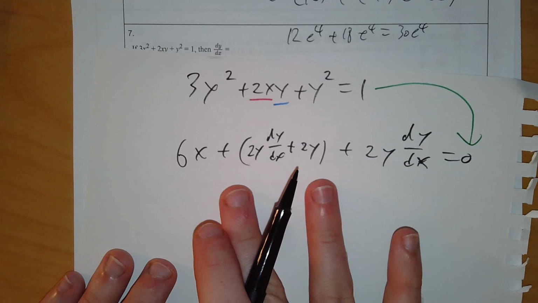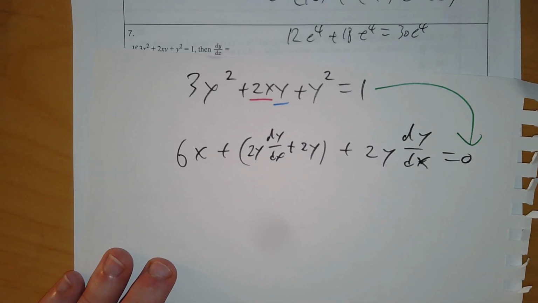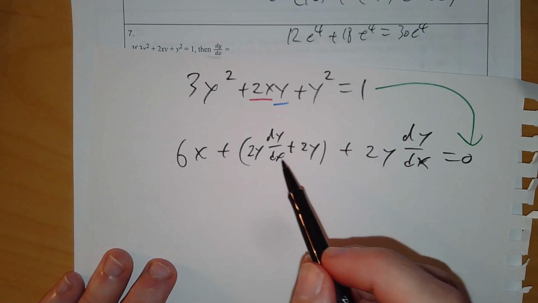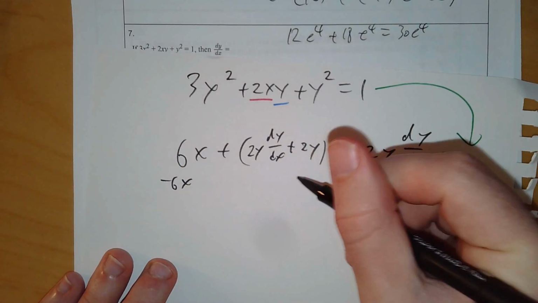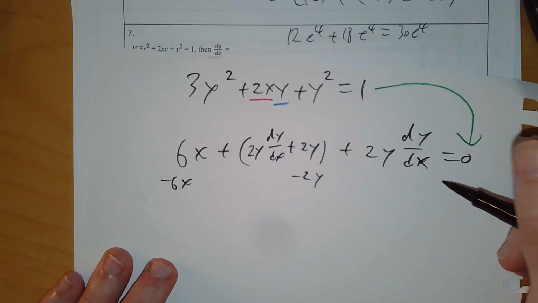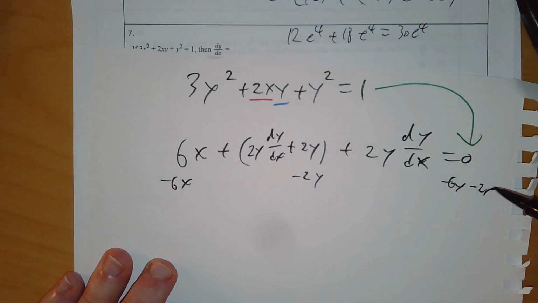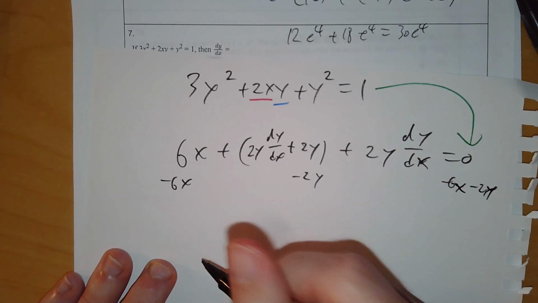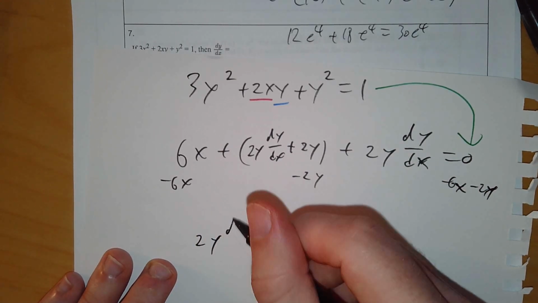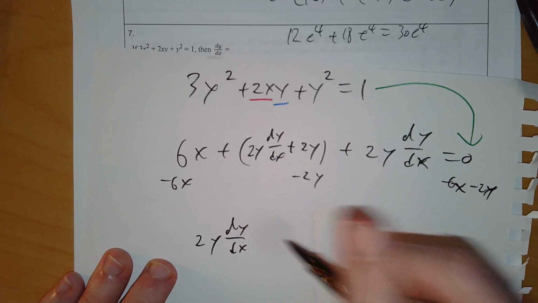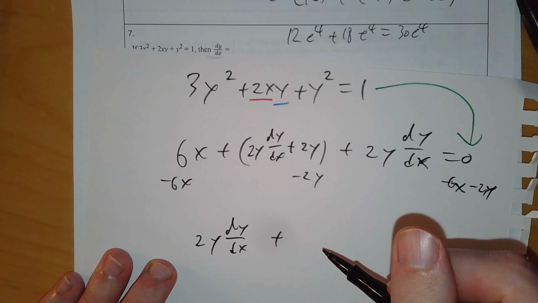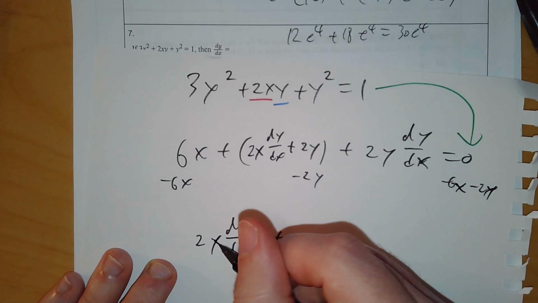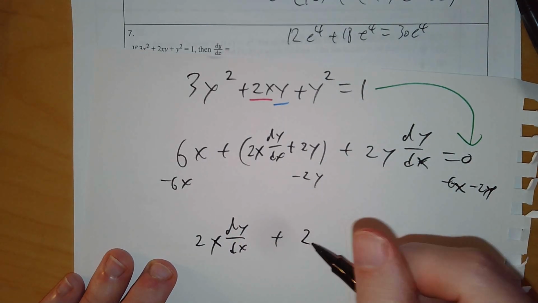These parentheses don't mean anything because it's just addition, but I think it's just a really good habit. Whenever you do a product rule, do a mini parentheses. That's my advice. We'll do minus 6x, minus 2y, minus 6x, minus 2y. And what happens is we'll get, sorry, that's an x, 2x dy/dx plus 2y dy/dx.